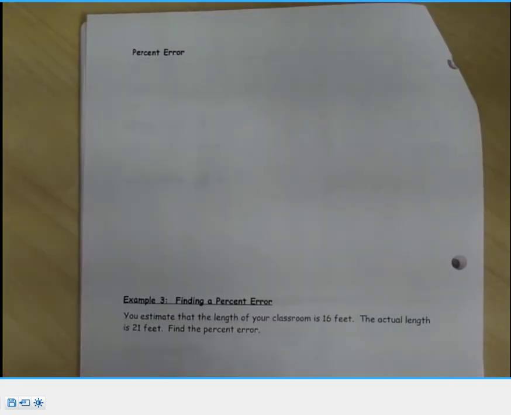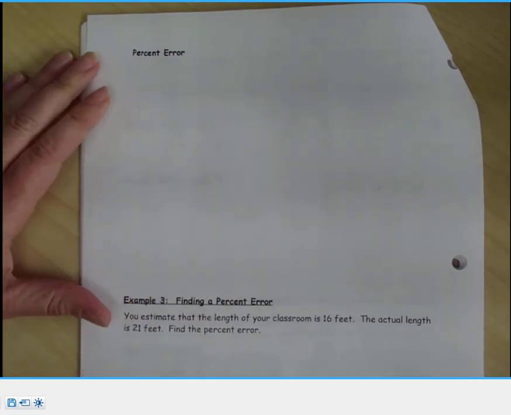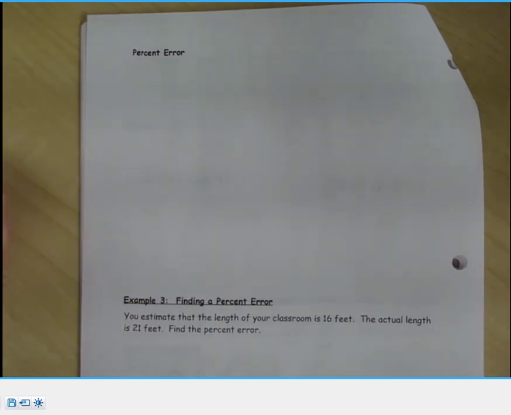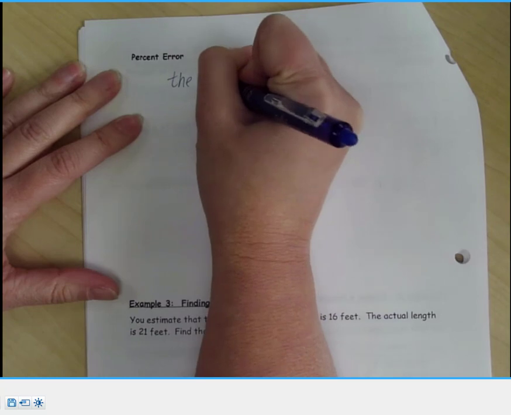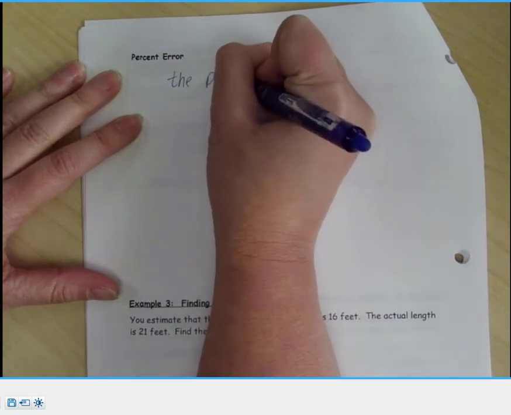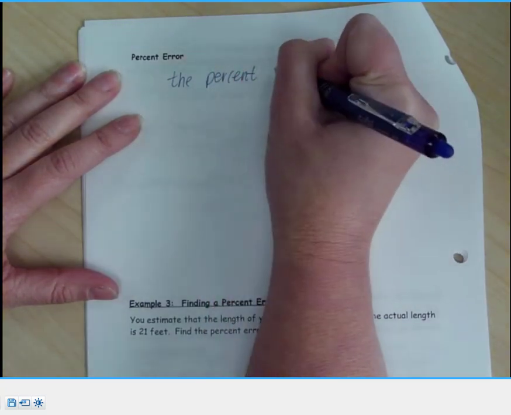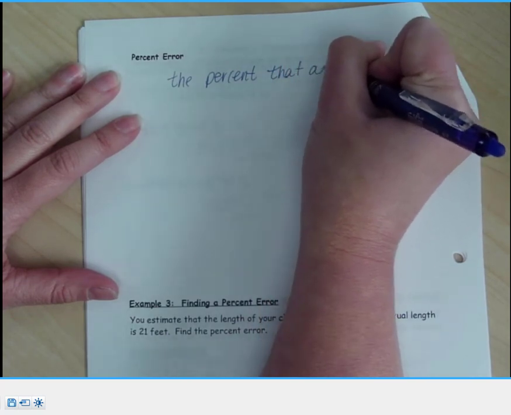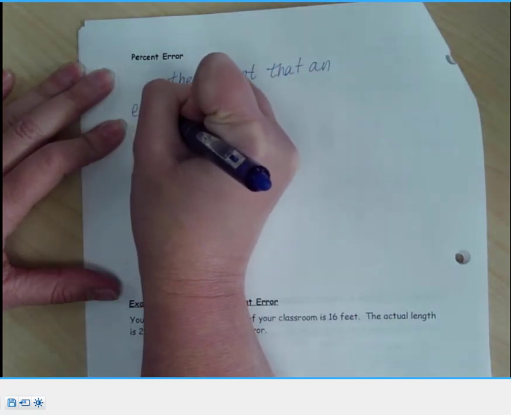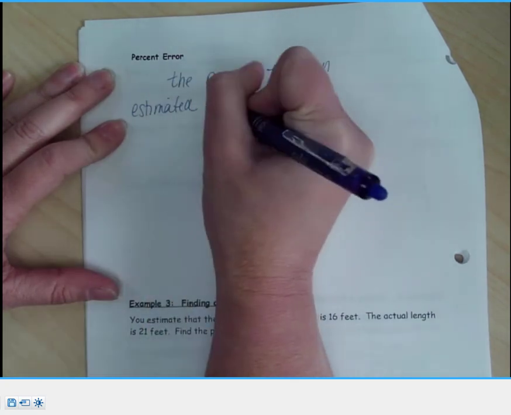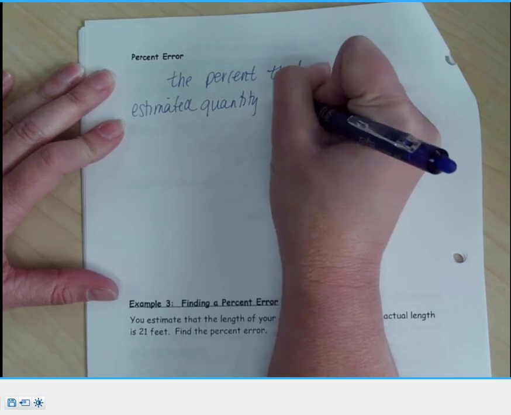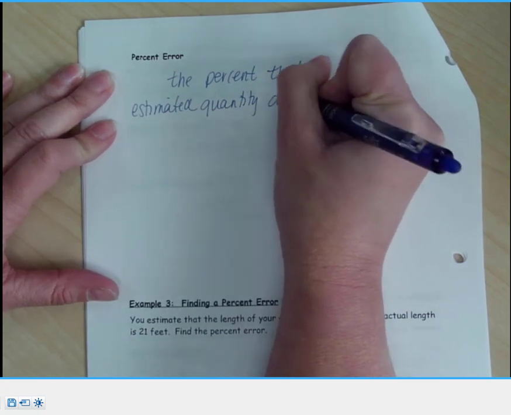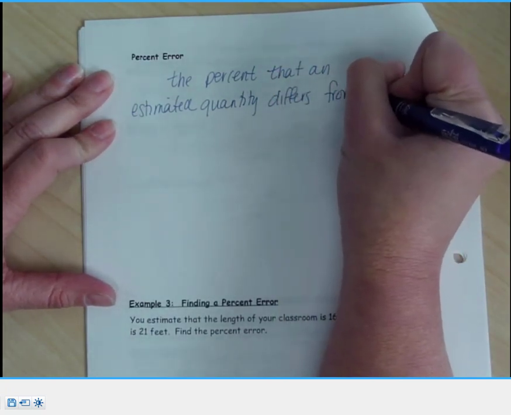Now let's take a look at percent error. So what is the percent error? This is the percent that an estimated quantity differs from the actual amount. So the percent error is the percent that an estimated quantity differs from the actual amount.